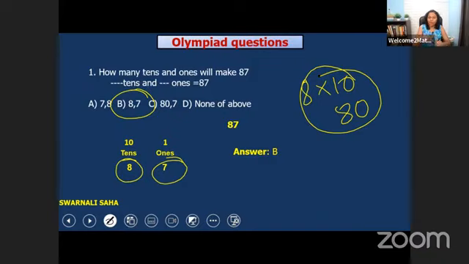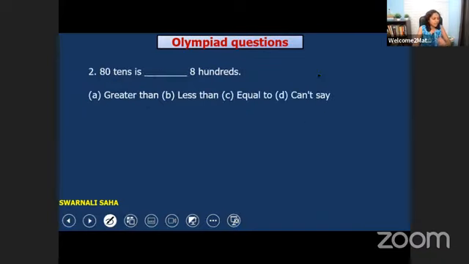Okay, so let's move on. Let's see the next question. Next question is 80 tens is equal to 8 hundreds. Is it true? It is greater than, less than, equal to, or can't say? Can you tell me? 80 tens is dash 8 hundreds. We have to fill in this blank. Okay, greater than, less than, equal to, and the option D. Which would be the right one?